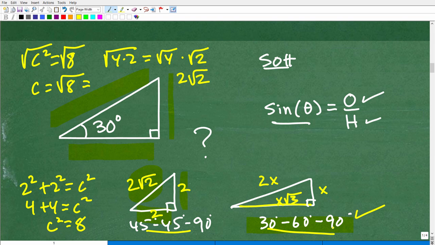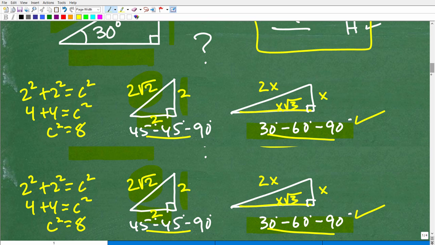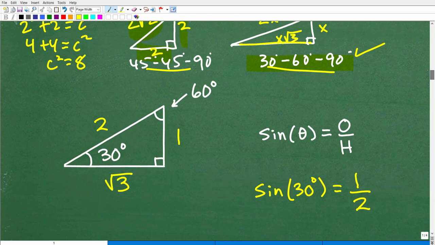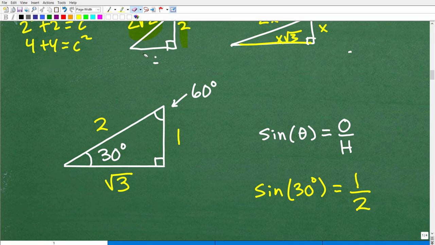I've done a lot of different videos on my channel about these triangles, but if you're going to get into trigonometry, you've got to know these special right triangles, 45-45-90 and 30-60-90, and that's really going to be the key in order to unlock this problem. Okay, so let's go ahead and figure this thing out now. Let me actually erase this so we can focus in on the work.